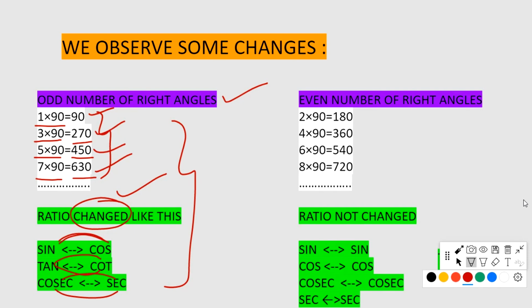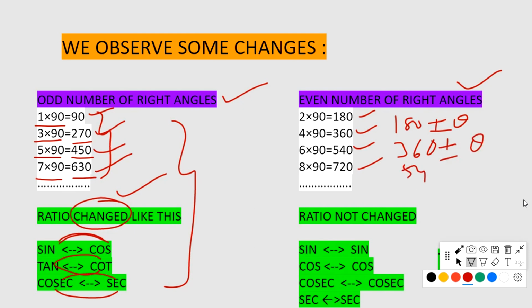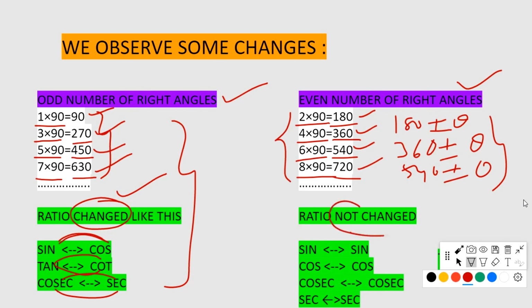Another, even number of right angles. Whenever the question is like even number of right angles, that means 180 plus or minus theta, or 360 plus or minus theta, or 540 plus or minus theta, like this. These are even number of right angles. 180 means 2 times 90, 360 means 4 times 90, 540 means 6 times 90, 720 means 8 times 90. These are even number of right angles. In this case, the ratio is not changed.